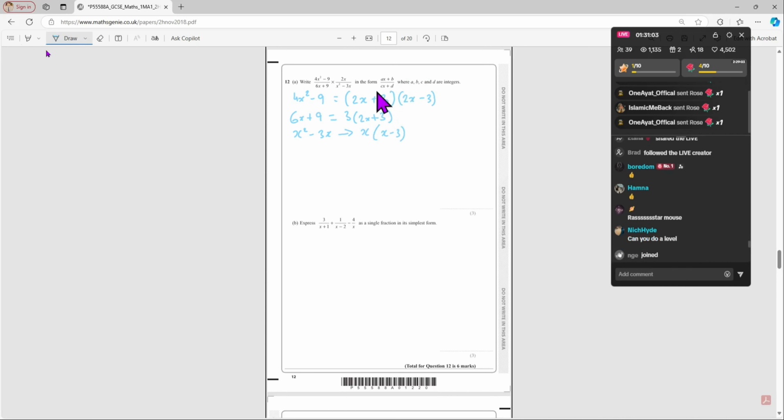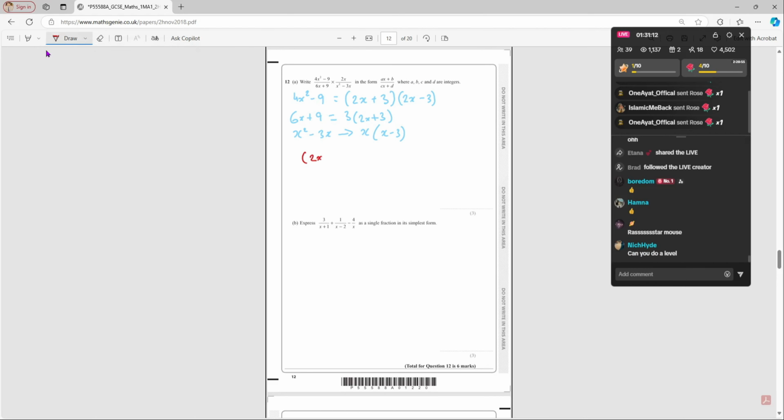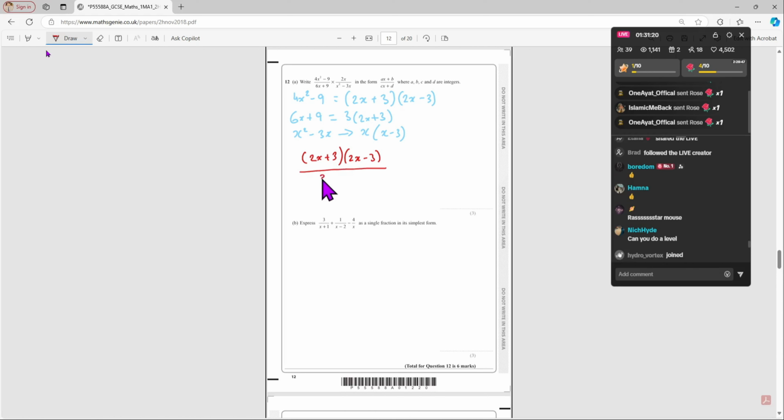Now, once you have factorized every single numerator and denominator which you can factorize, you put them together in the fraction. It's going to be 2x plus 3 and 2x minus 3, over 3 and 2x plus 3, times 2x over x minus 3. And now once we have done that, we're going to put them together, because when you're multiplying, you multiply the numerators and the denominators together.